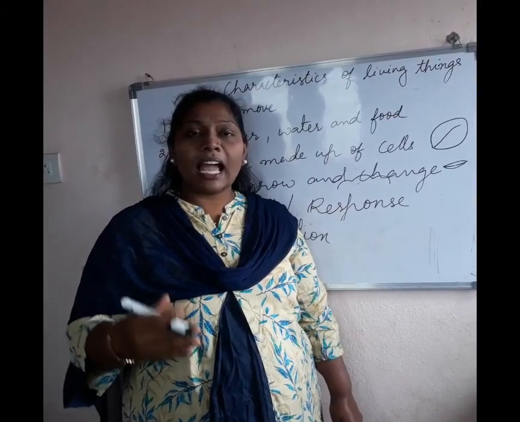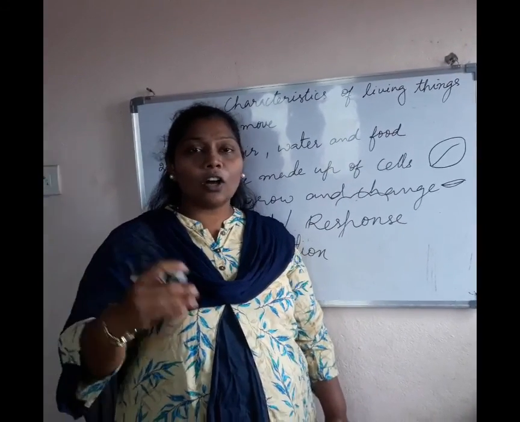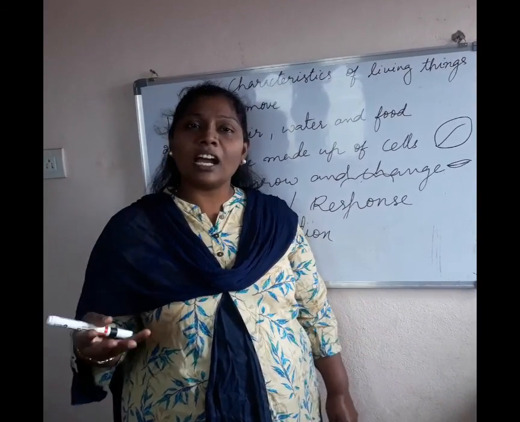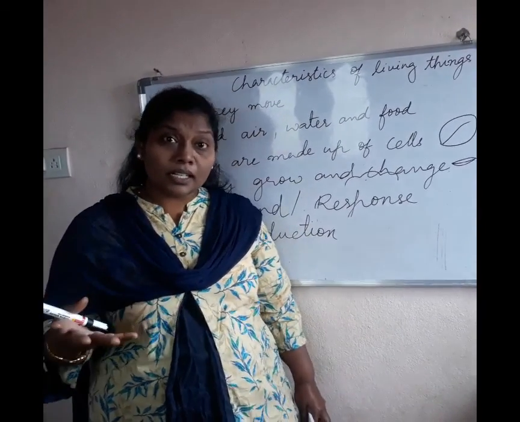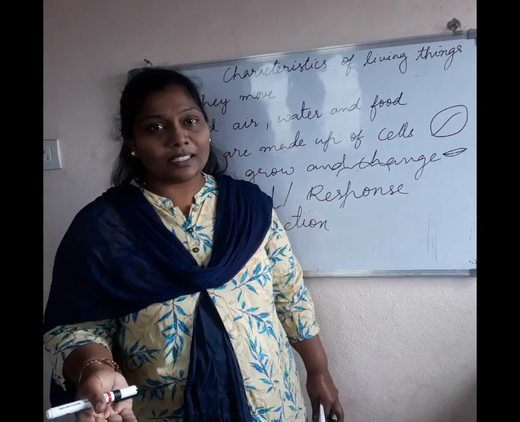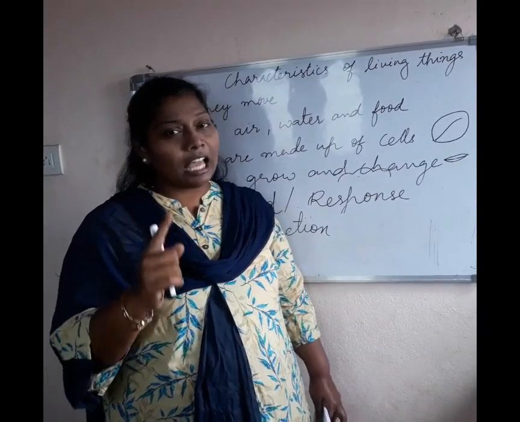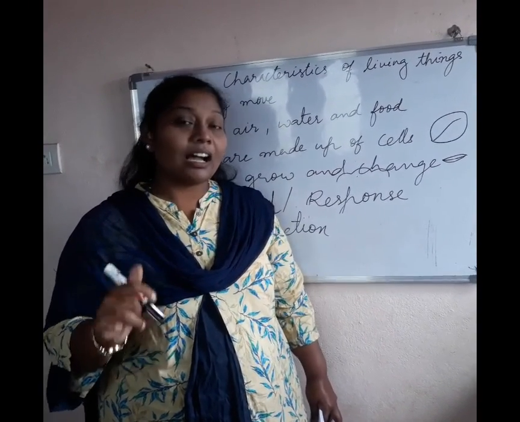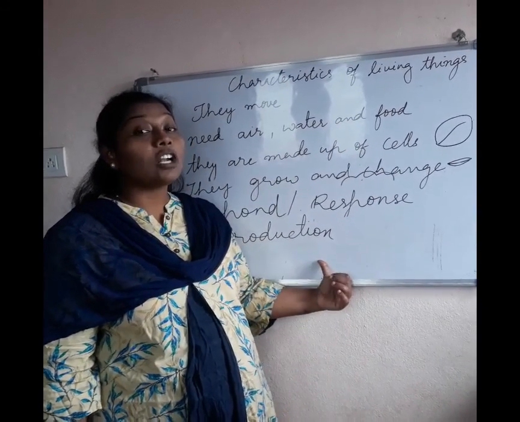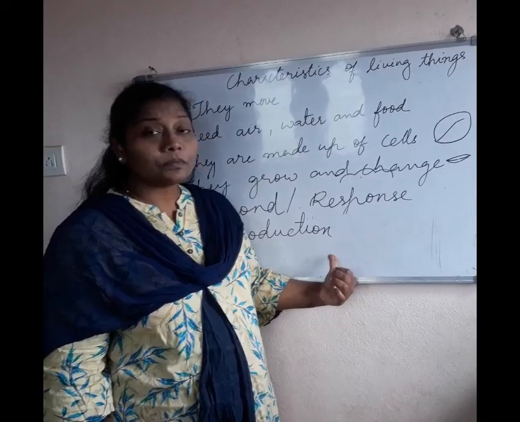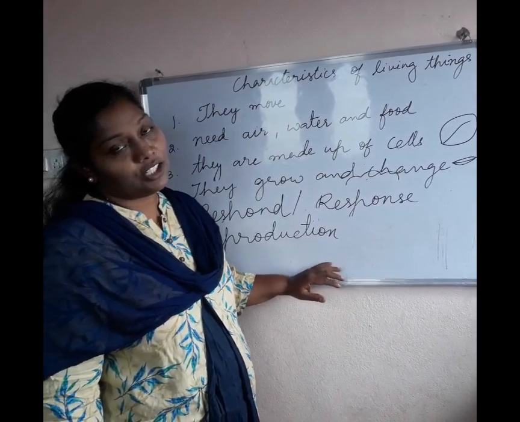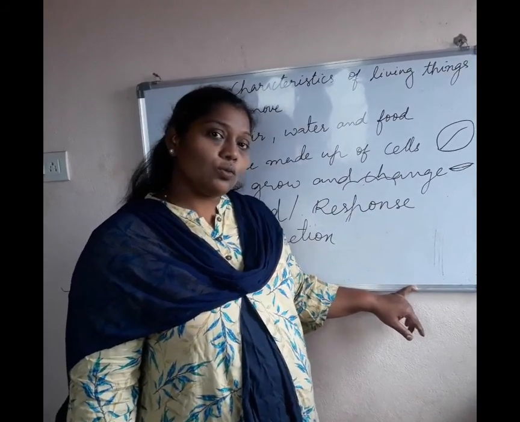A cat gives rise to kittens. A dog gives rise to puppies. See, all the animals have small young babies. Yes or no? Even the birds lay eggs. From those eggs we get new babies. Yes or no, children? So all the animals and all the plants are called living things. Why? Because they have the important characteristic of reproduction. What is it called? Reproduction. I hope everybody has understood what I have taught.